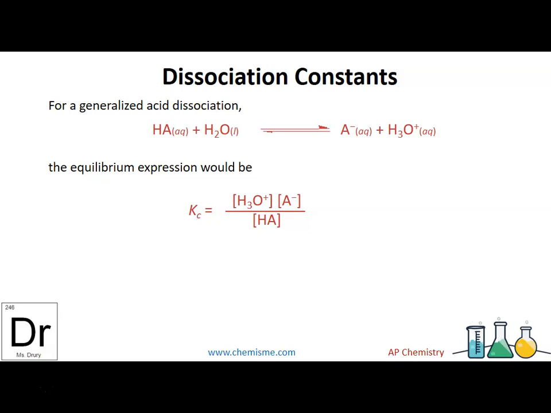So normally if we're given an equation for water with any acid, it will form the acid ion and the H3O plus ion, and that equilibrium expression would be the two ions on the top, products over the reactants, HA. Water is not in the equation because it is a pure substance. This is also known as Ka because it's the K of any acid.